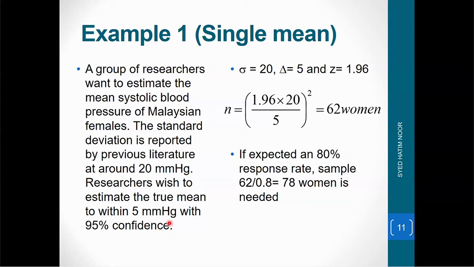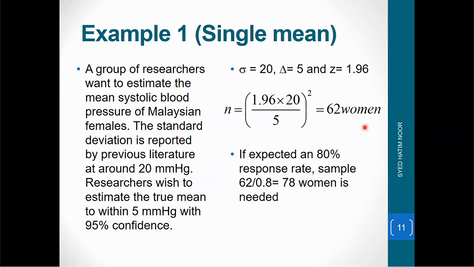So your Z value depends on this 95% confidence. The true mean within 5 is the detectable difference. So standard deviation is 20, detectable difference is 5, and your Z value is 1.96, depending on the 95% CI. Put it in the formula and you get 62 women.